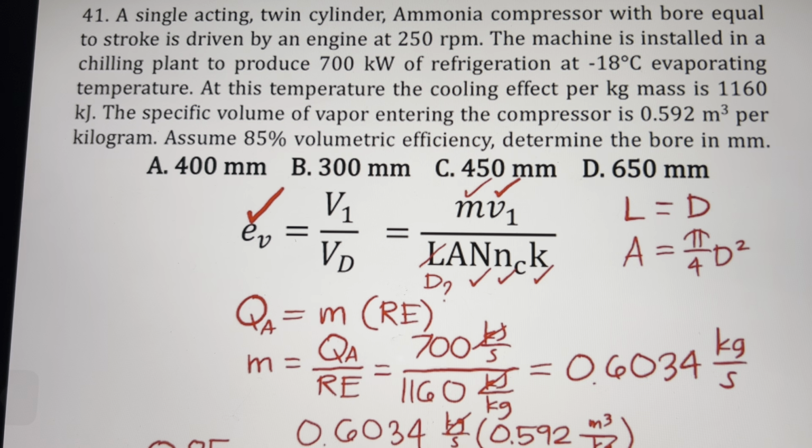This is a twin cylinder, so there are two cylinders. And this is single acting, so our K is 1. It cancels out seconds, so our diameter will be in meters. What is our diameter in meters? The answer is 0.400 meters, or in millimeters, that is equivalent to 400 millimeters.